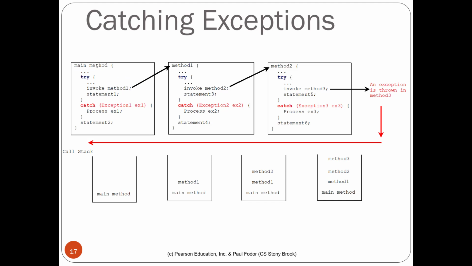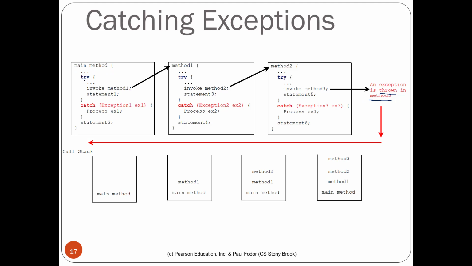You have the main method, you have method 1, method 2, and there's another method, method number 3, and we don't have the body of method number 3. What we are saying is that an exception is being thrown by method number 3, which we need to handle somehow. And method 3 does not have the capability of handling the exception. So let's see what is going on here.